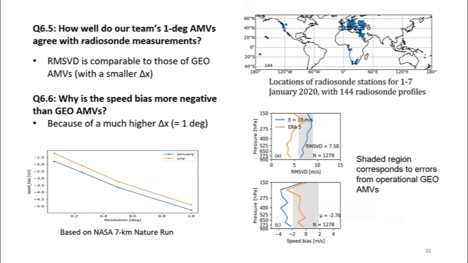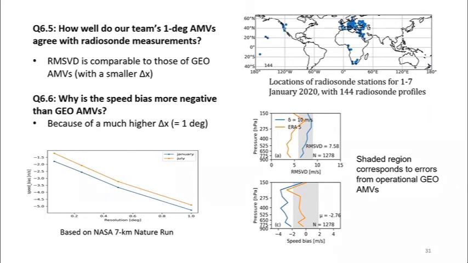And the results comparison between our 1 degree AMVs and radiosonde data are summarized in those two small panels. The top small panel shows the root mean square vector difference versus pressure. Our results are indicated by the blue line, and it's within the shaded area. That means that's the errors from operational geostationary AMVs. And our errors are greater than the error from reanalysis compared with radiosonde data. Of course, that's not surprising because reanalysis already assimilates those radiosonde data.